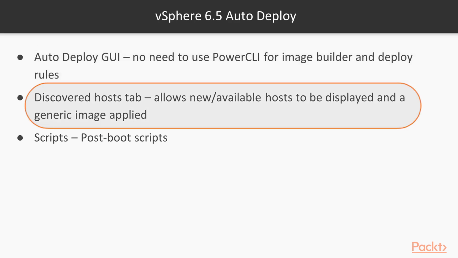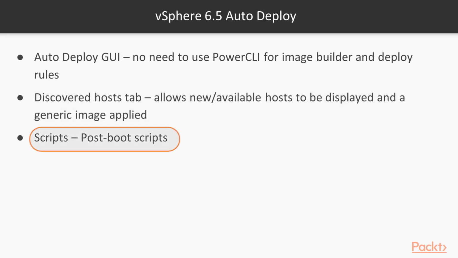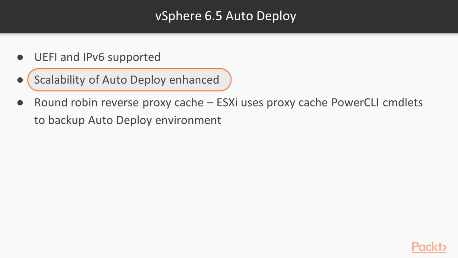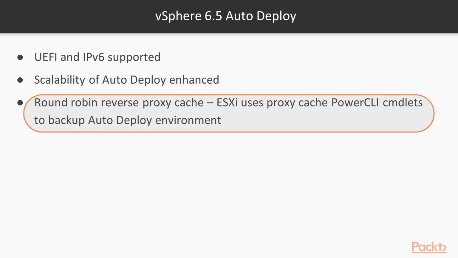There's a Discovered Hosts tab that now allows all the new and available hosts to be displayed and a generic image applied. You can now have scripts that are hosted on the ESXi server, and these can be run post boot. Security perspectives are so important nowadays. That's why UEFI and, of course, the always required but very rarely used IPv6 support is also now available with auto-deploy. Its scalability has been enhanced, and you can now use a round-robin reverse proxy cache.